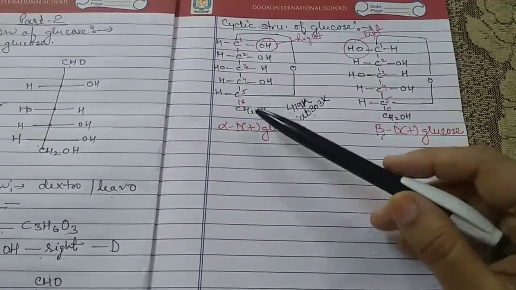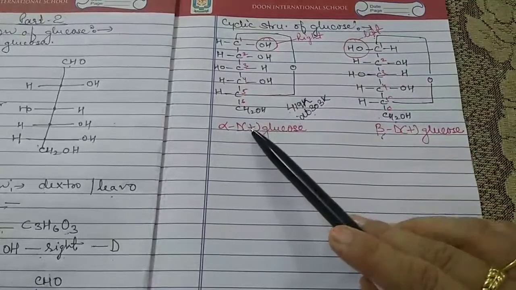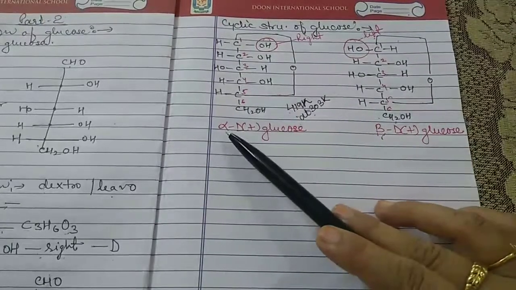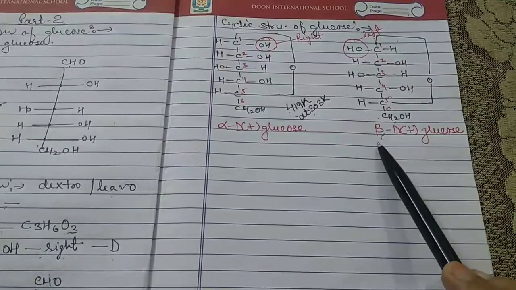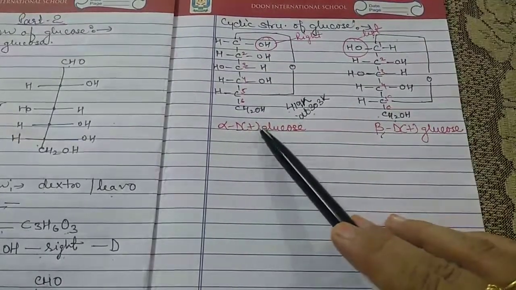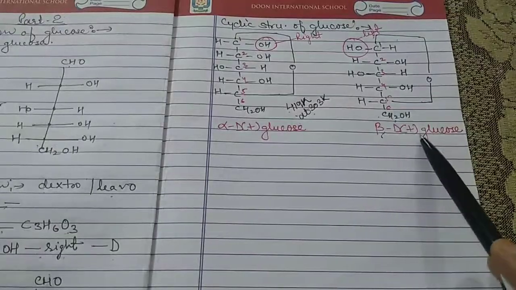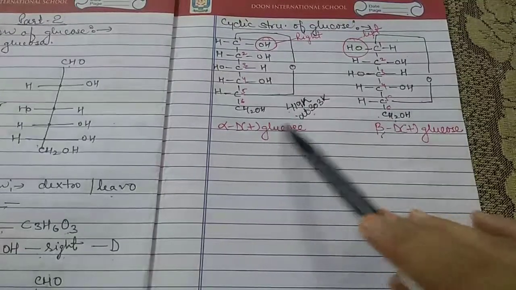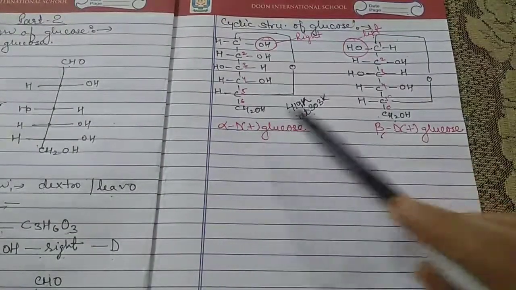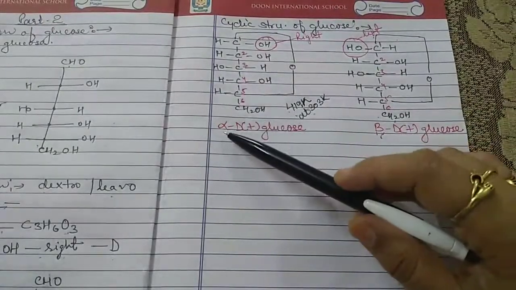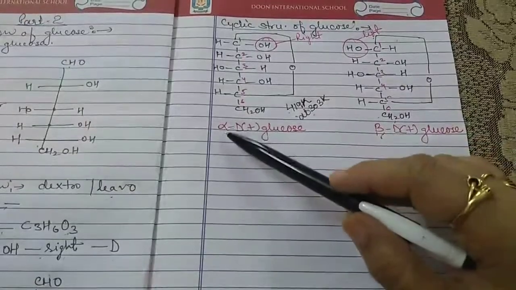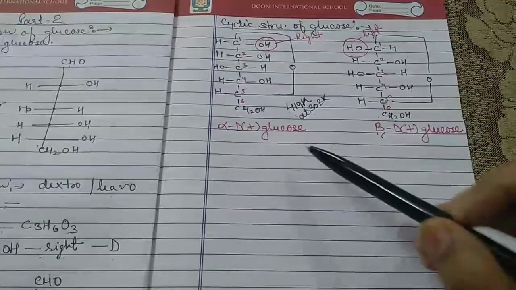Now another fact is that glucose exists in two crystalline forms, one is alpha and another is beta. The D plus glucose is the same in both structures, only the alpha and beta notations are different. So first of all we discuss the method of preparation of alpha and beta.